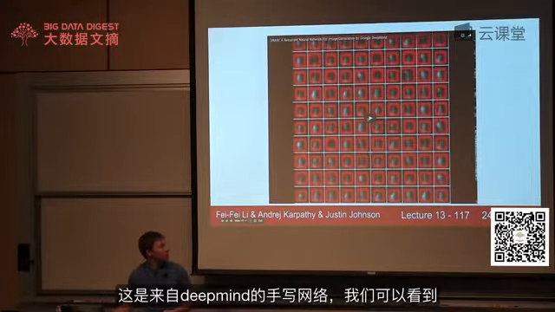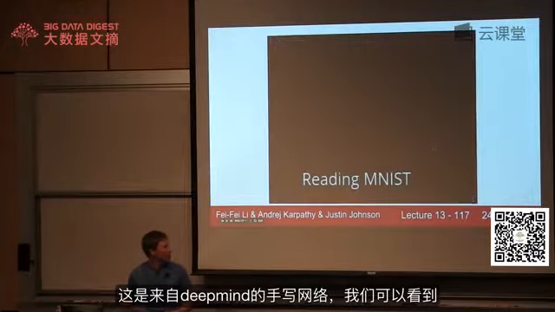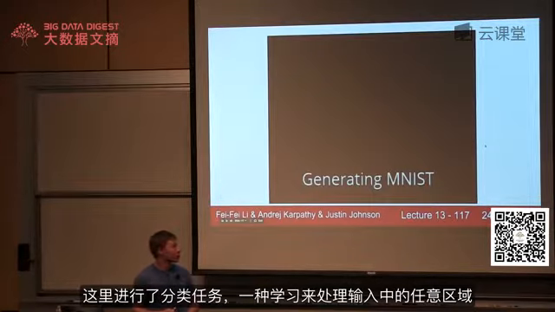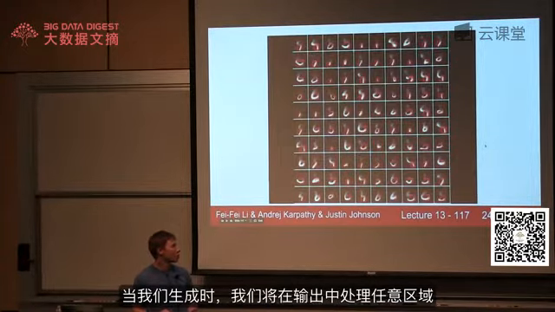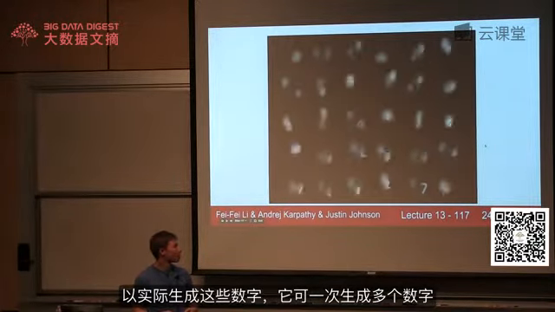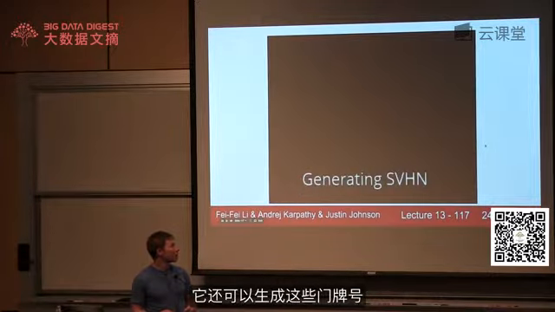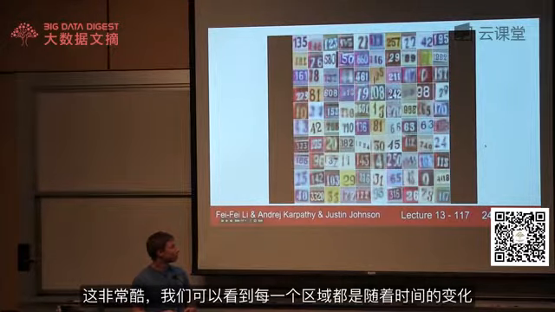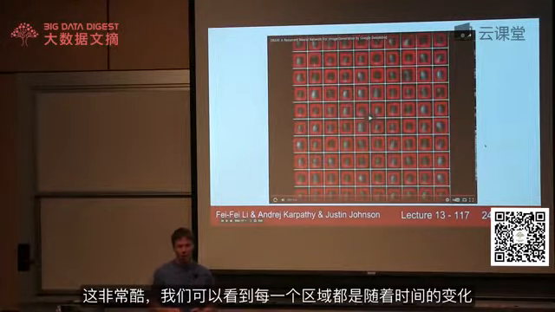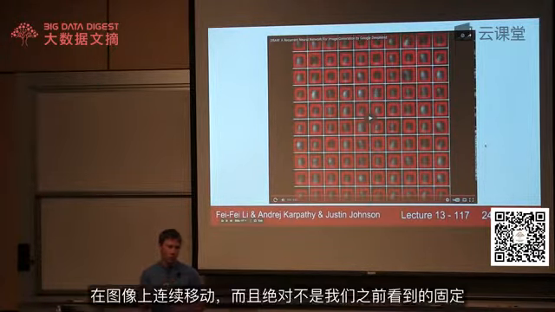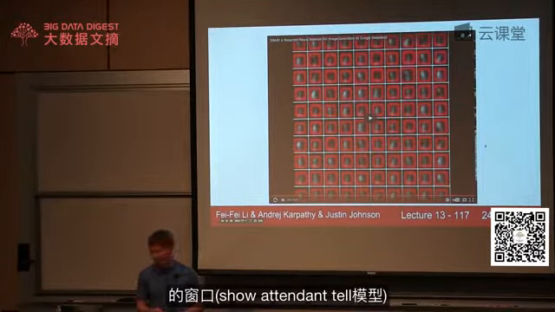So this is the Draw network from DeepMind. So you can see that here we're doing a classification task. So it sort of learns to attend to arbitrary regions in the input. And when we generate, we're going to attend to arbitrary regions in the output to actually generate these digits. So it can generate multiple digits at a time, and it can actually generate these house numbers. So this is really cool. And as you could see, the region it was attending to was actually growing and shrinking over time and sort of moving continuously over the image. And it was definitely not constrained to a fixed grid like we saw with Show, Attend, and Tell.